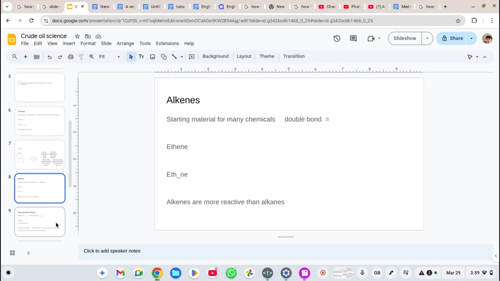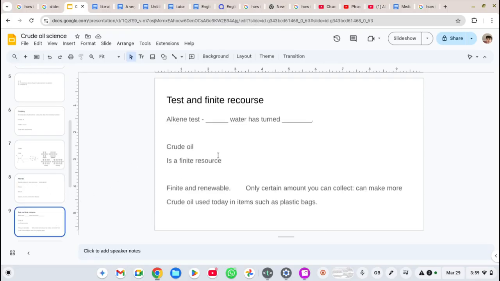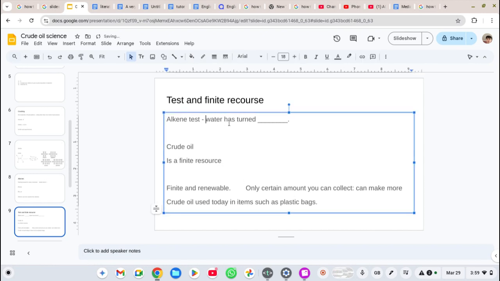Now, what's the alkene test? I believe bromine water turns colourless. So, that's the test. If you put a chemical or something into bromine water and it turns colourless, then an alkene is present, okay? So remember this, bromine water. Bromine. Get that stuck in your head. Bromine water. It turns colourless.